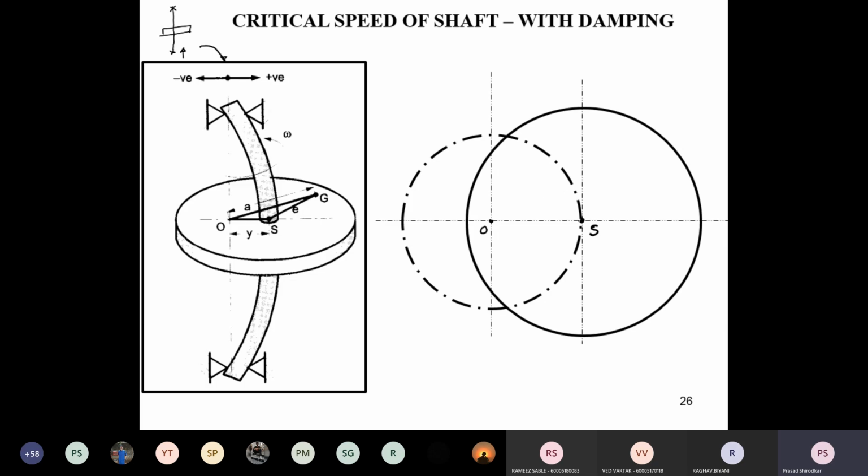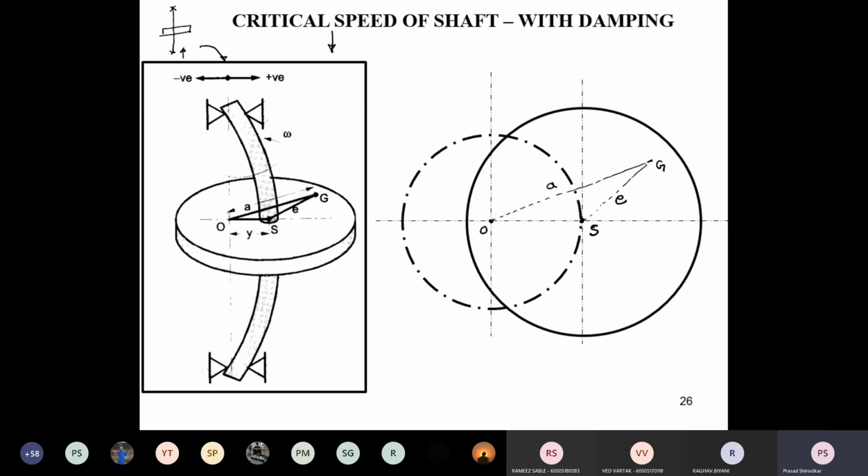And your center of gravity: when you look at this whole arrangement from the top, the center of gravity has also shifted, and it is not along the line of OS, but G is somewhere over here. So the radius of rotation for the center of gravity with respect to the axis is OG, not OS or Y as it was earlier. This SG is your eccentricity.